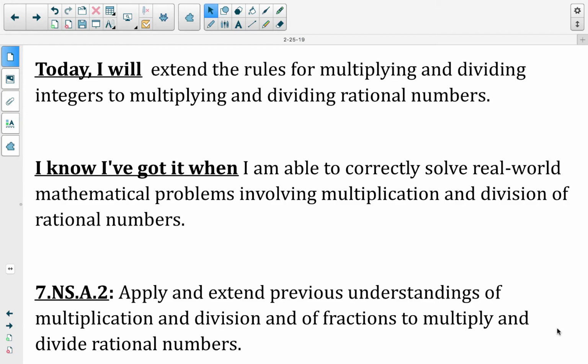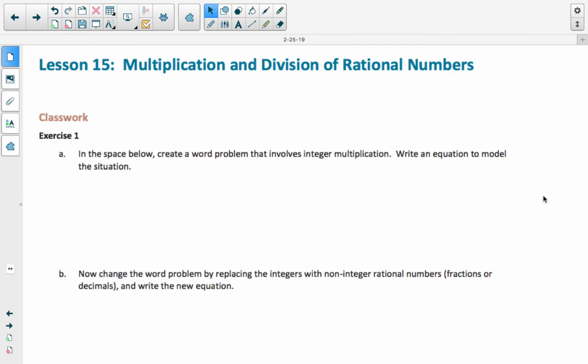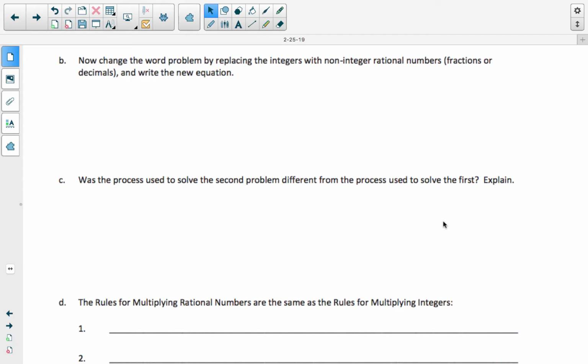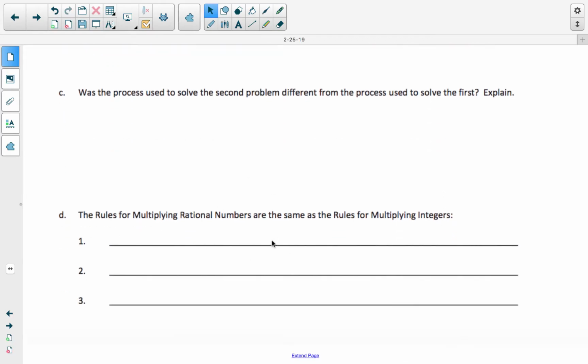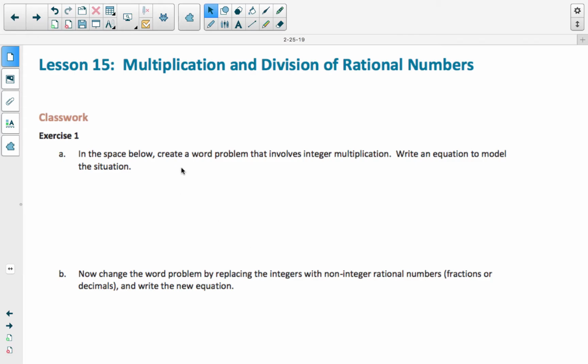Apply and extend previous understandings of multiplication and division and of fractions to multiply and divide rational numbers. For exercise 1 here, A, B, C, and we'll come back and do D together, but if you want to attempt D, you can. What I want you to do is create a real-world problem that involves integer multiplication. Now remember, integers are whole numbers, their opposites, and 0.